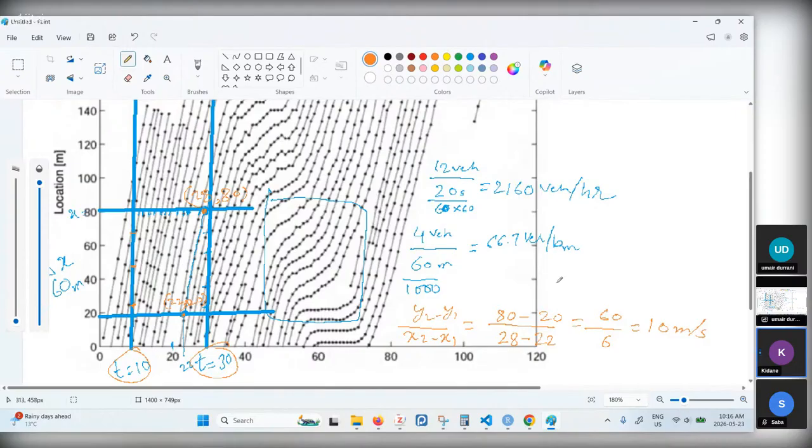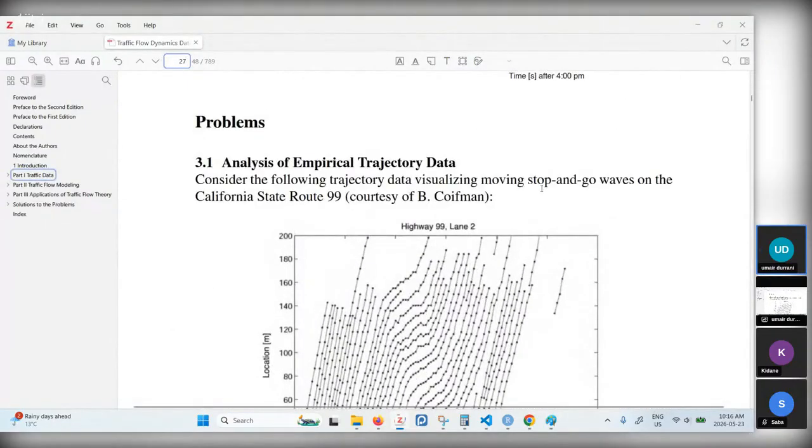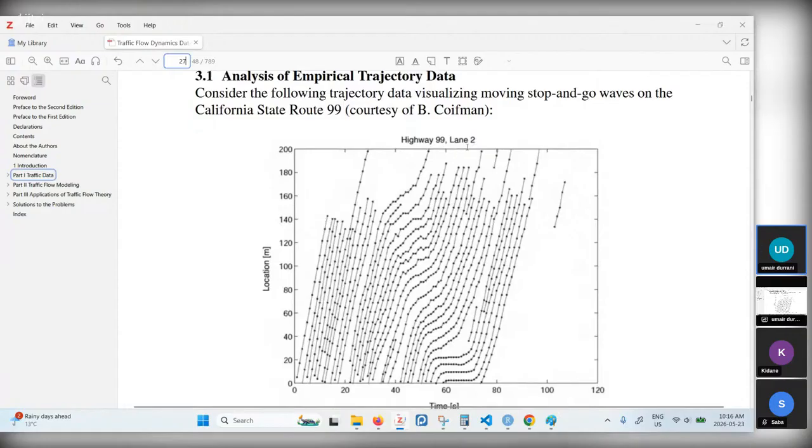But it should be the same, yes? Assuming that the flow of cars is constant. Not necessarily, it can be different because maybe there is a vehicle that entered in this region, but then changed the lane. So this plot that we're looking at, this is, I believe, for the second lane. Stop and go waves, highway lane 2. Yeah, so this is for just one lane.